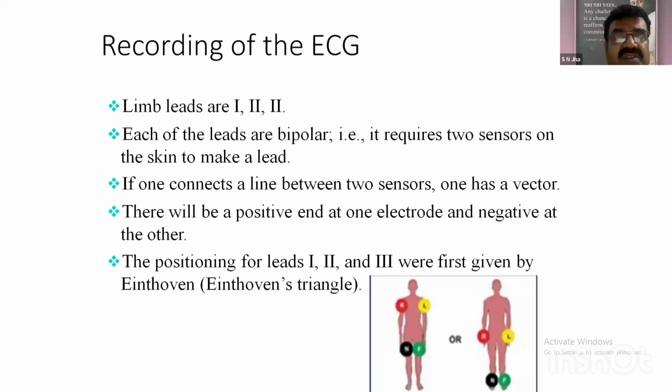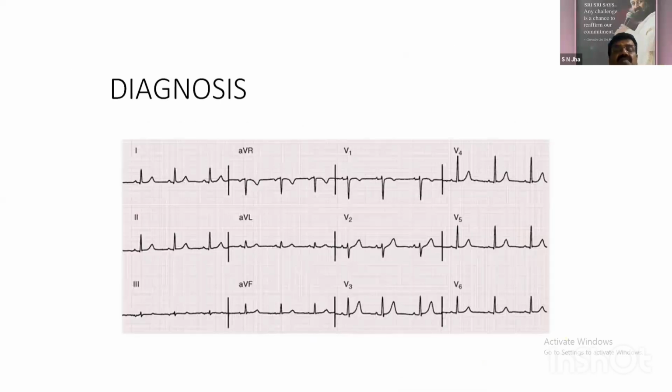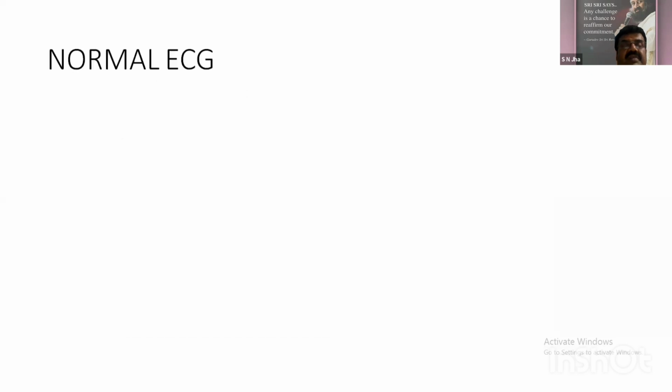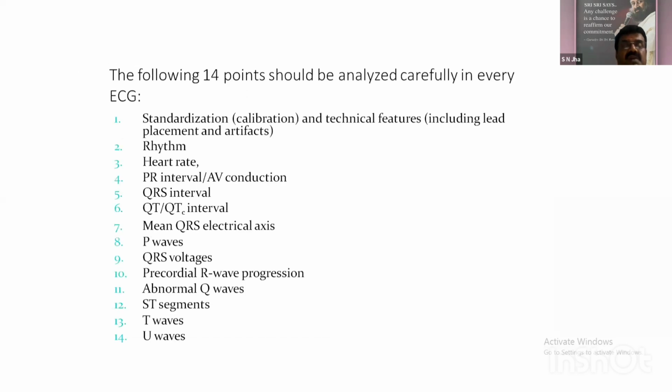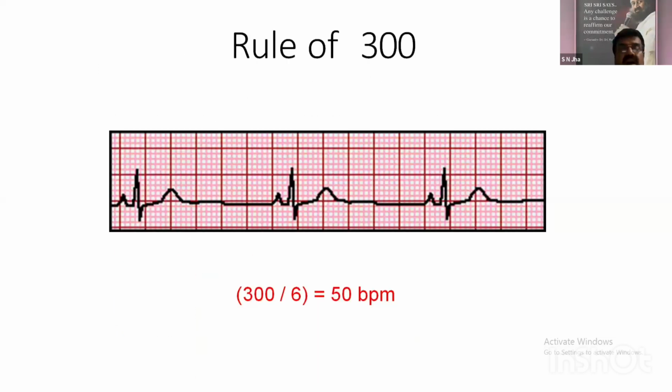What is the PR interval here? It is also about 0.12 or 0.14 second. So it is about 3 small squares to 3.5 small squares. You can see, because if you see carefully, you can see the small squares and big squares in this ECG. Here also you can see.